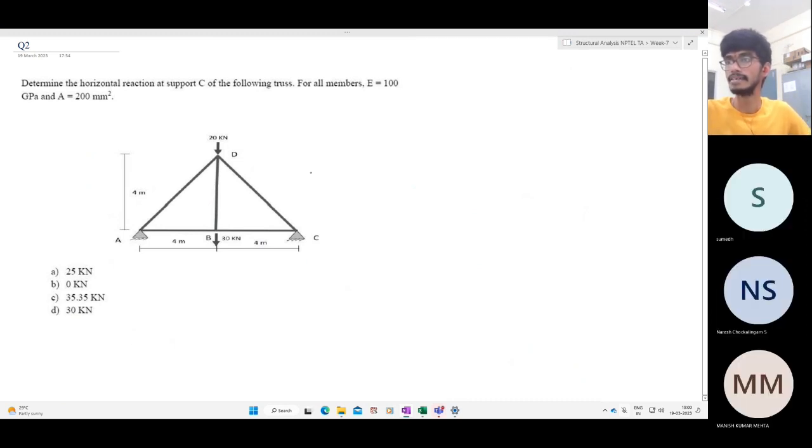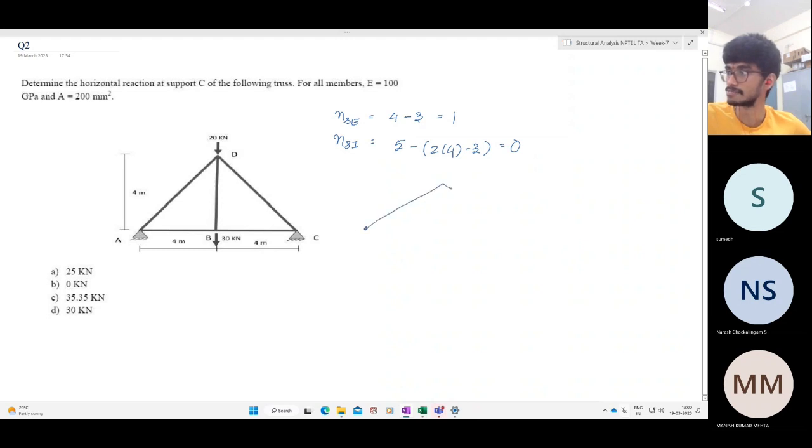So this is a similar problem. Here the indeterminacy is external. Let us find out. The degree of external indeterminacy here is 4 reactions minus 3 equilibrium equations, which is 1. And what is the degree of internal indeterminacy? How many members do we have? 1, 2, 3, 4, 5. 5 members minus 2 into the number of joints, 4, minus 3, which is 0. So internally it is determinate, externally it is indeterminate. So what we have to release is an additional support reaction. Let me consider the primary structure like this.